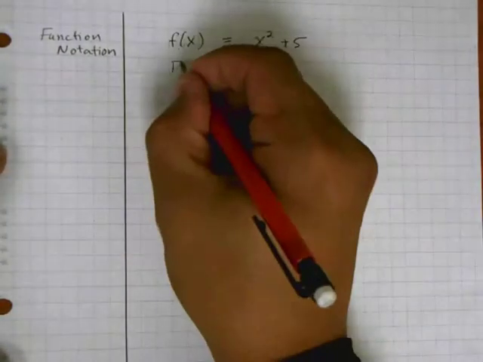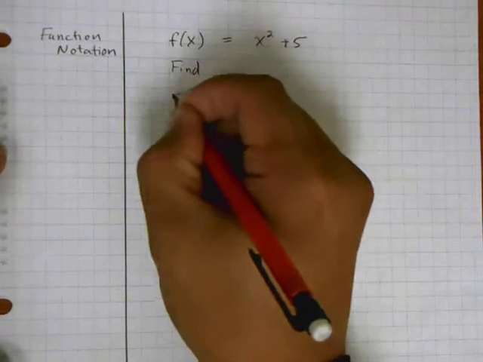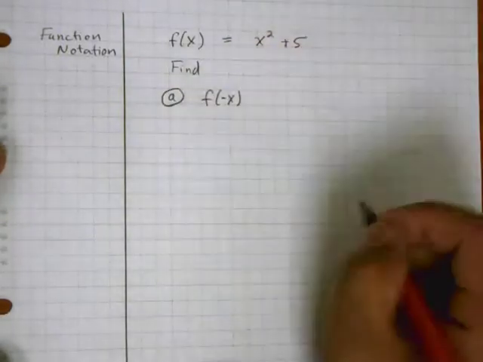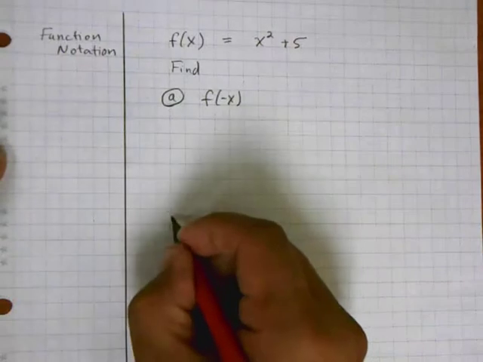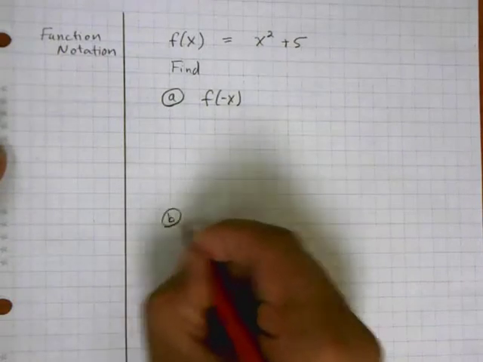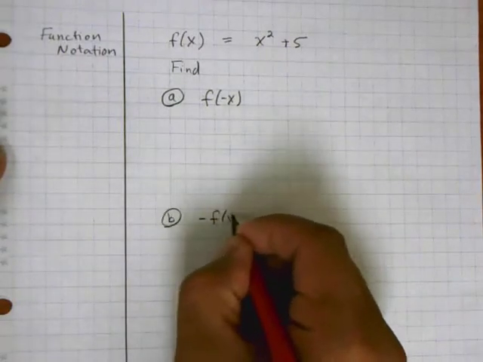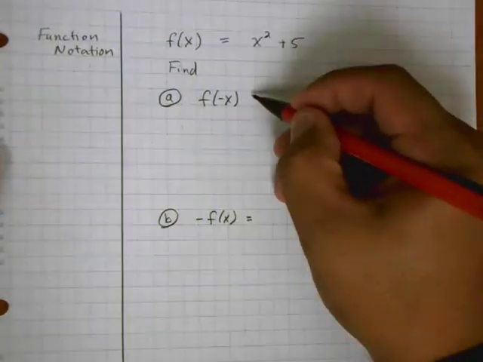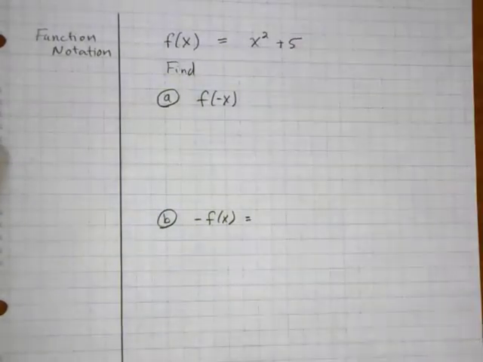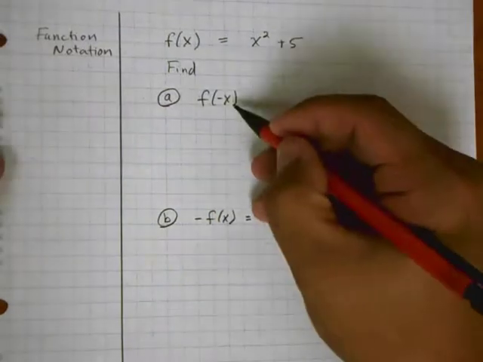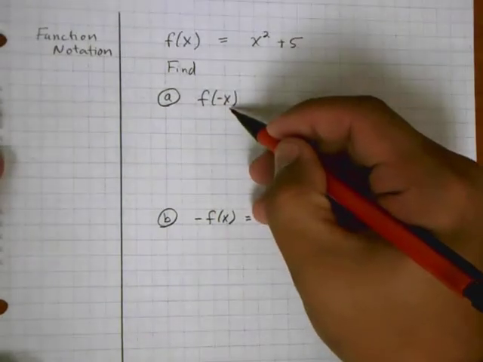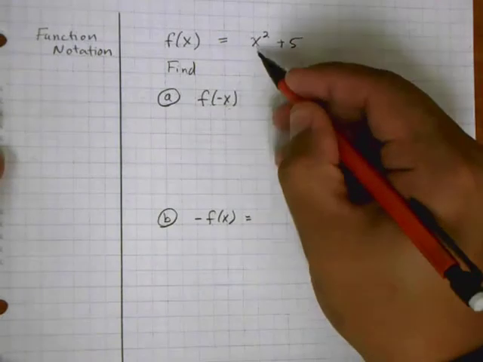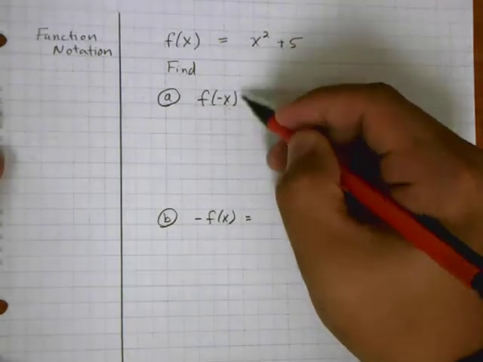and I'm asked to find two things. First, I'm asked to find f of negative x, and I'm going to write it down here, negative f of x. So let's start with problem A, f of negative x. Now in function notation, when you see something in the parentheses like this, it means to take whatever's in the parentheses and replace the variable with that.